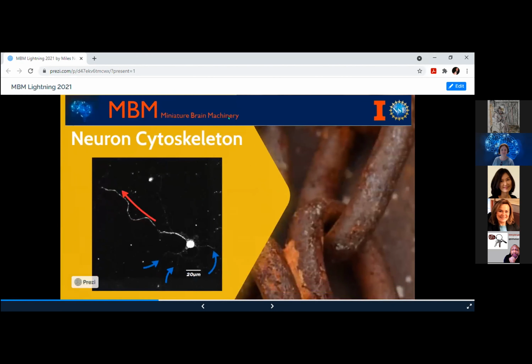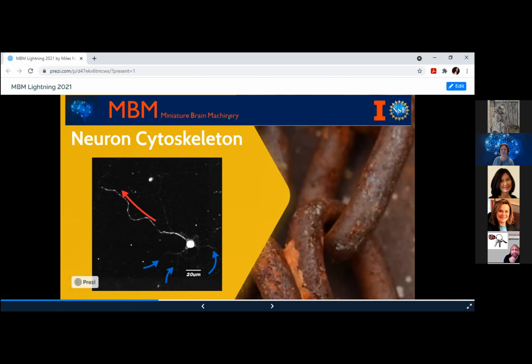Within the individual neuron, the cytoskeleton is very important for total brain function. Here I have the red arrow for the axon, think of information going out, and the blue arrows for the dendrites, for this hippocampal neuron, for the information going in. And to have that total brain function, all these axons, all these dendrites, all these extensions have to find their proper partner, have to navigate to where they need to go.